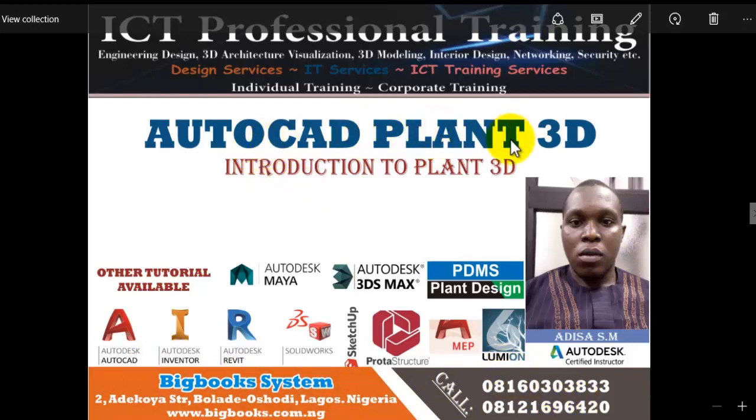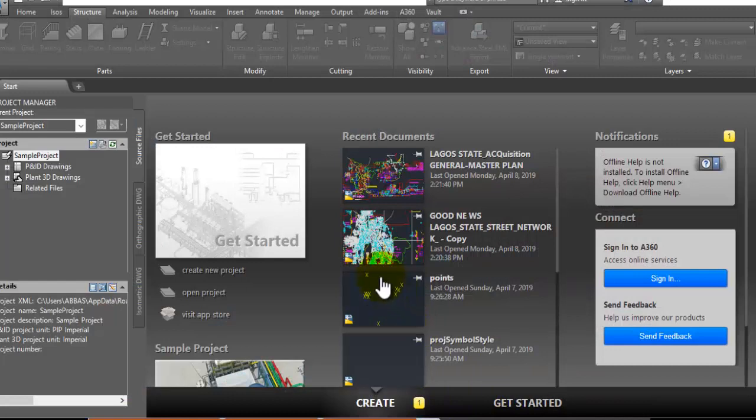For this class of Plan 3D, I'll be starting with Introduction to Plan 3D. For this class, I'll be using Plan 3D 2017. I've already opened my application on desktop, so let me launch my application. Here is my Plan 3D application, and as you can see, I'm running Autodesk AutoCAD Plan 3D 2017.